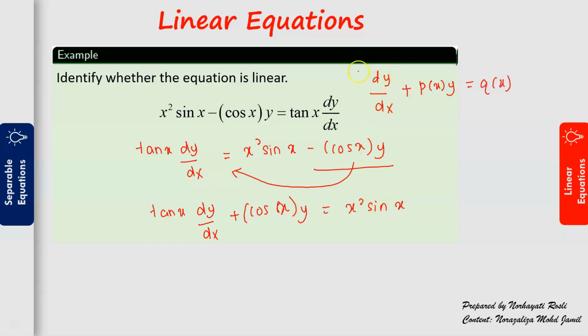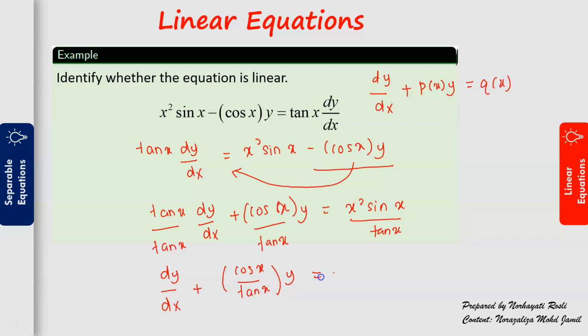And then class, I need to make the coefficient of dy/dx equal to 1. That means I need to divide the whole equation by tangent x. So this one also we need to divide by tangent x. Here I will have dy/dx plus (cos x over tangent x) times y equal to x squared sine x over tangent x. So class, this is the general form of a linear equation, which means this equation actually is linear.